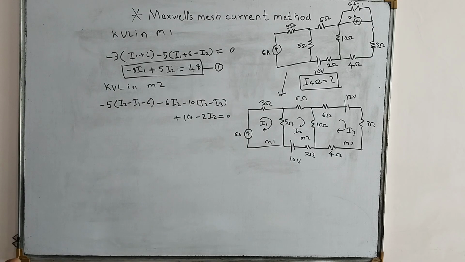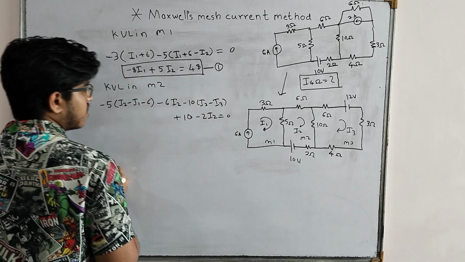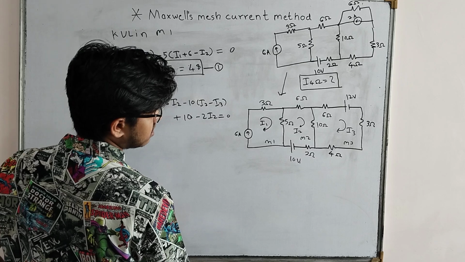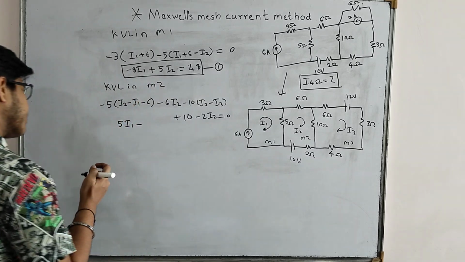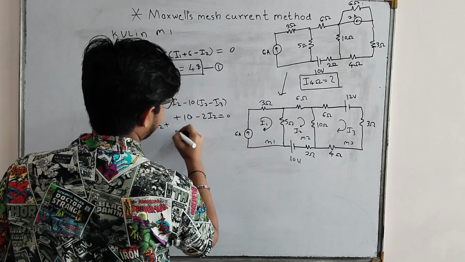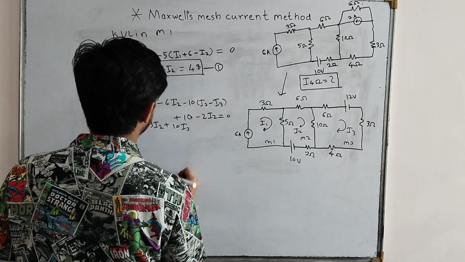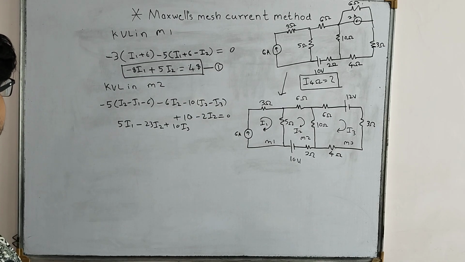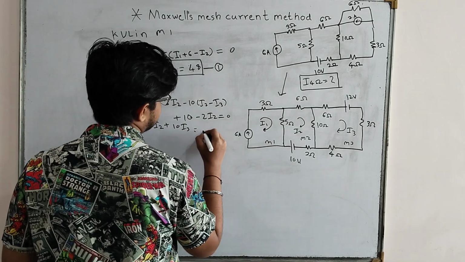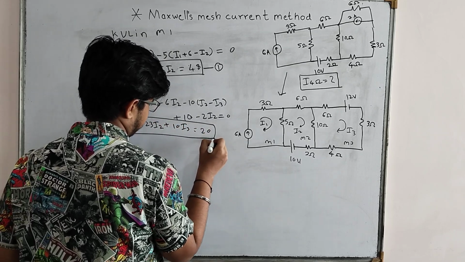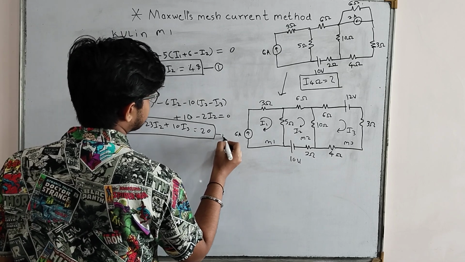Okay, so I'm solving the entire equation. On simplifying this equation, we will get 5 times I1 minus 23 I2 plus 10 I3. Next I will just calculate it. Okay, it's plus 10, it's minus 30 plus 10, minus 20. Minus 20 will go on that side and become plus 20. Okay, this is my equation number 2. I will just name it equation number 2.